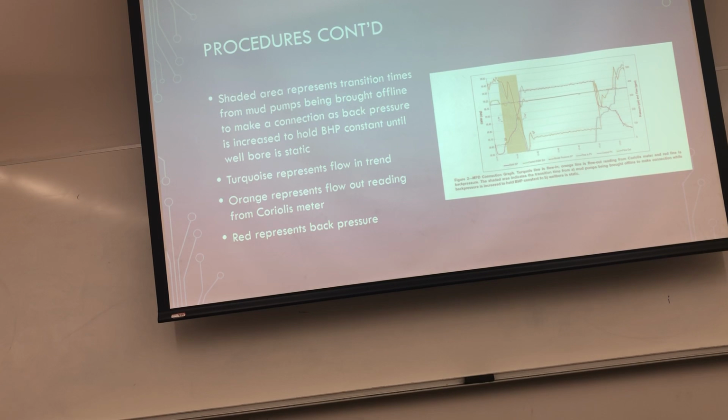Right here, in this figure to the left, the shaded area represents the transition time when the mud pumps are being brought offline to make a connection, as back pressure is increased so the BHP can remain constant. This turquoise line represents the flow in. You see how it decreases, remains steady, then increases. This orange line represents the flow out. It also decreases, increases, stays kind of steady, and goes back up. And the red just represents the back pressure.